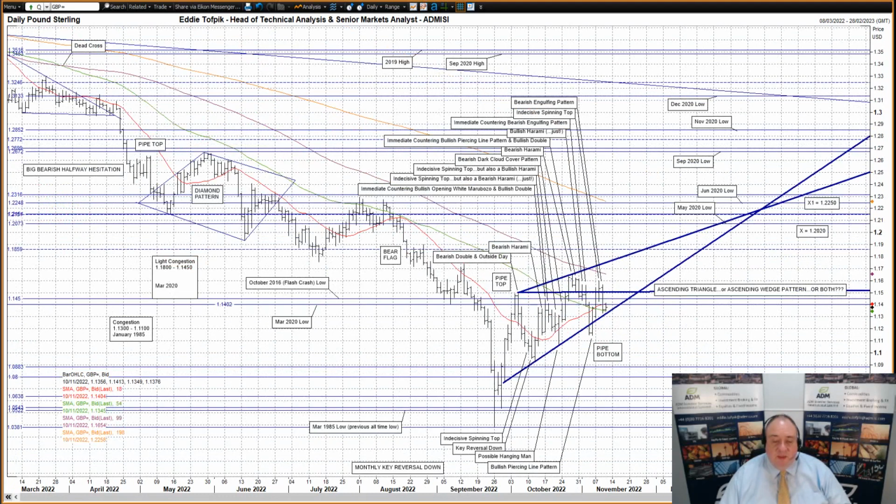Cable, aka sterling against the US dollar. A second market has been giving me a headache. Much as in euro-dollar, there are two core patterns here currently in operation. I've highlighted the relevant trend lines in blue to help visualize what is going on.